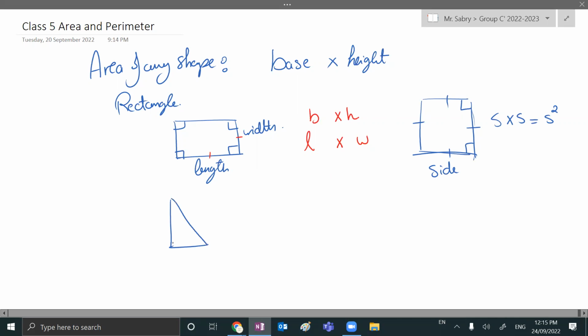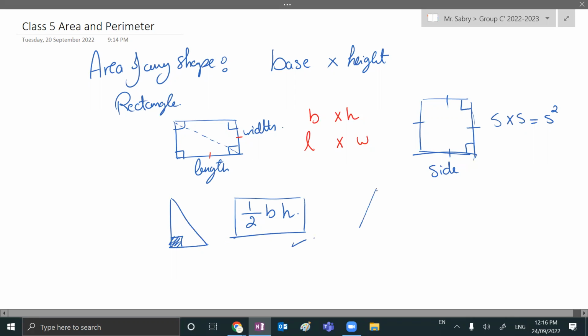Then if you talk about a triangle, it has a specific rule. It's actually half times base times height. Now, can someone tell me why is this one the only one that has half of the base? Because the rectangle is half. The triangle is half. Exactly. So it's half a square. Therefore, this is the area of a triangle.